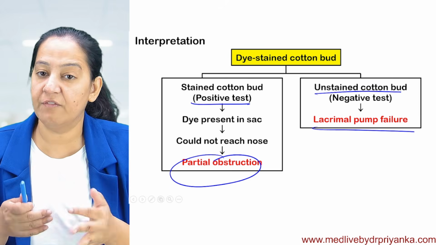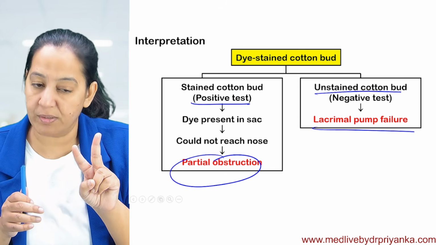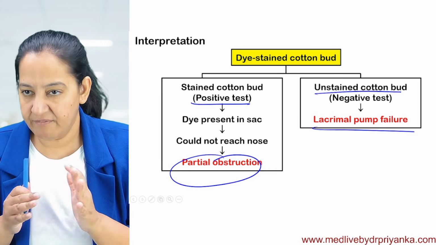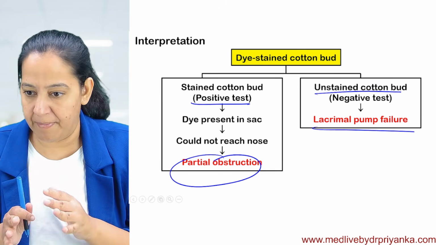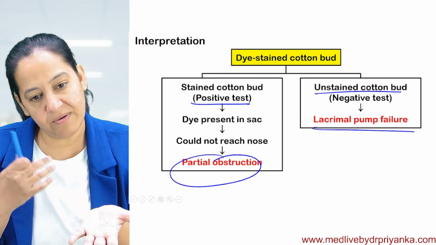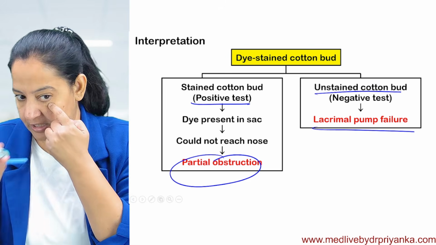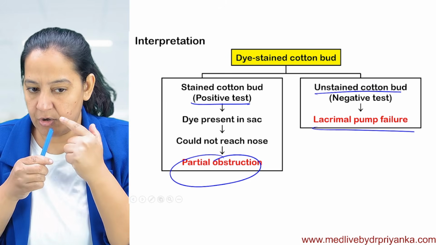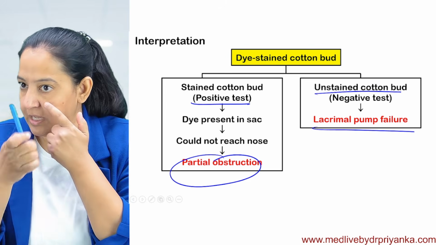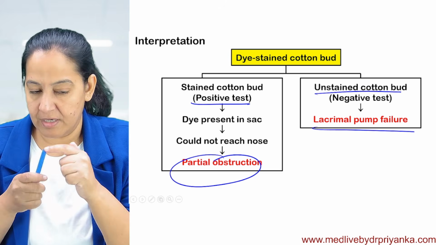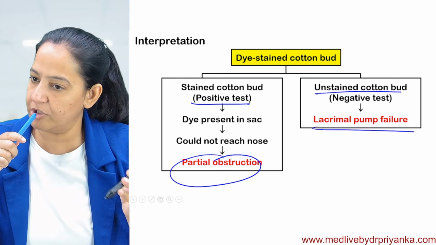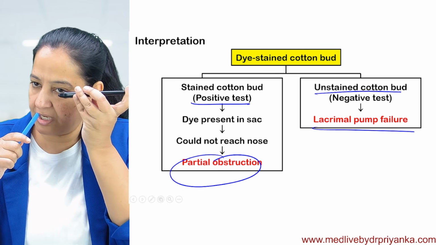Now, if the test is negative, we will further apply the Jones secondary test, where we will differentiate whether the cause is Epiphora due to lacrimal pump failure or due to some obstruction. So again I will put the cotton bud. I'm not instilling the drops again. The drops are already there, but they have not stained the cotton bud. Now I will again put the cotton bud and do the syringing in the lower punctum.